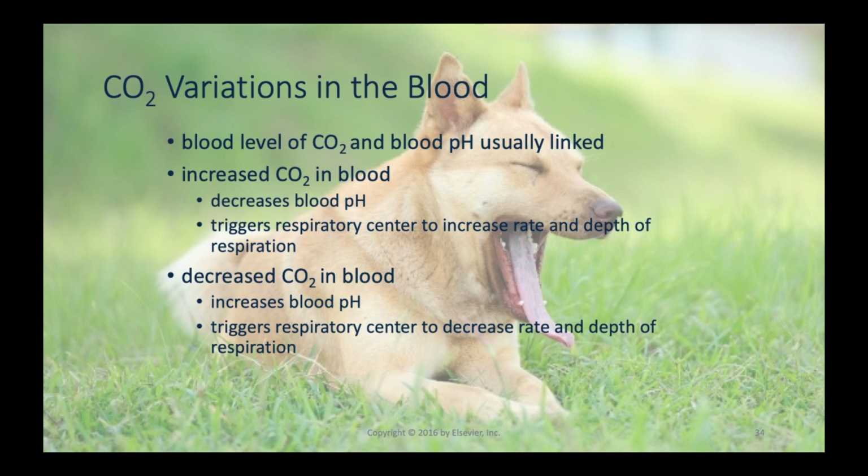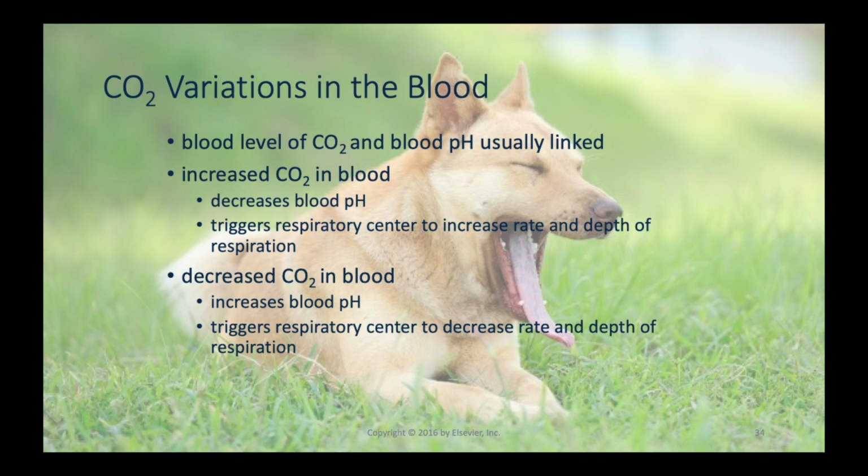CO2 blood levels and pH typically go hand in hand. So if we have an increase in carbon dioxide in the blood, then typically we start to get an acidic environment in the blood. So that means a decrease in pH. This will trigger the respiratory center to increase the rate and depth of respiration. Overall, we see this a lot too if we think about animals kicking into their natural form to accommodate and maintain homeostasis. Animals who are in ketoacidosis.